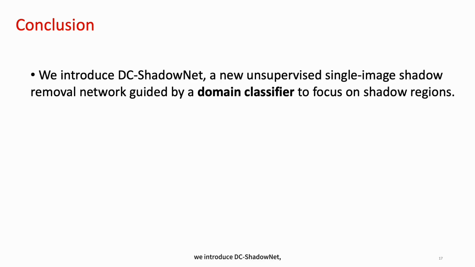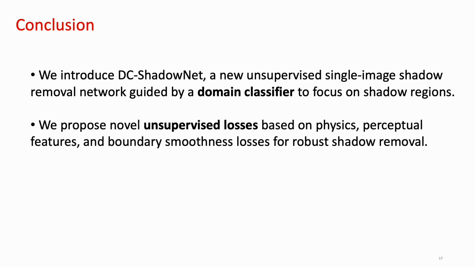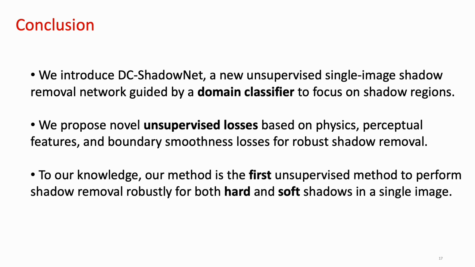In conclusion, we introduce DC-ShadowNet, a new unsupervised single-image shadow removal network guided by a domain classifier to focus on shadow regions. We propose novel unsupervised losses based on physics, perceptual features, and boundary smoothness losses for robust shadow removal. To our knowledge, our method is the first unsupervised method to perform shadow removal robustly for both hard and soft shadows in a single image.